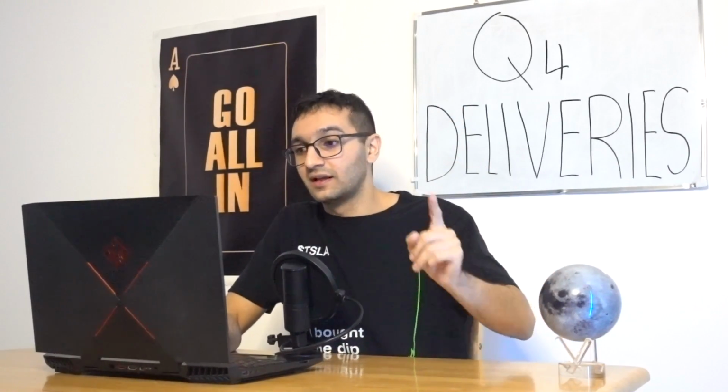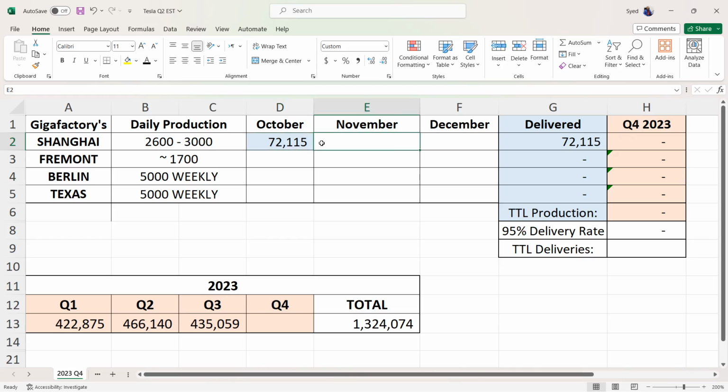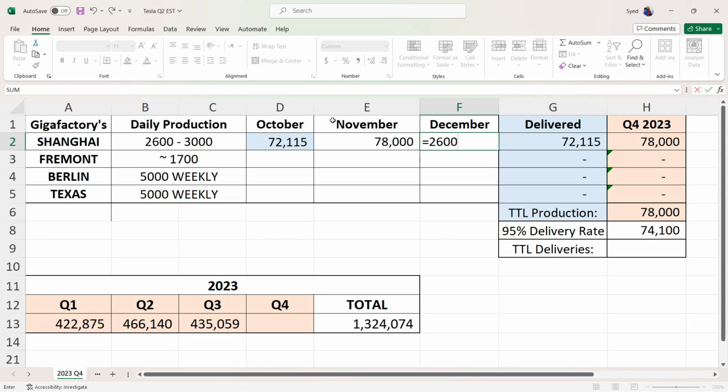But going to November, there are 30 days in November, and taking a conservative daily production of 2,600, multiply that by 30, we get 78,000 vehicles produced. In December, same thing, but with 31 days, and we get over 80,000 vehicles produced. That's almost 159,000 vehicles, excluding October. So November and December together is almost 159,000 vehicles.